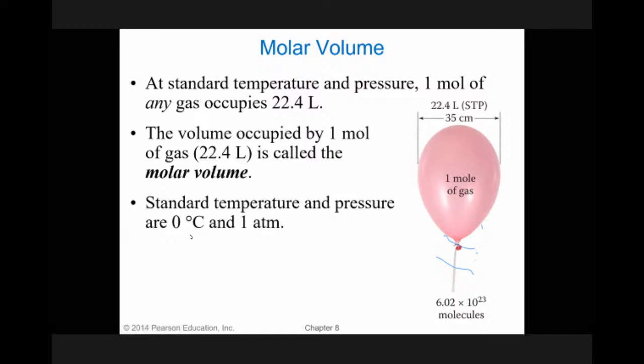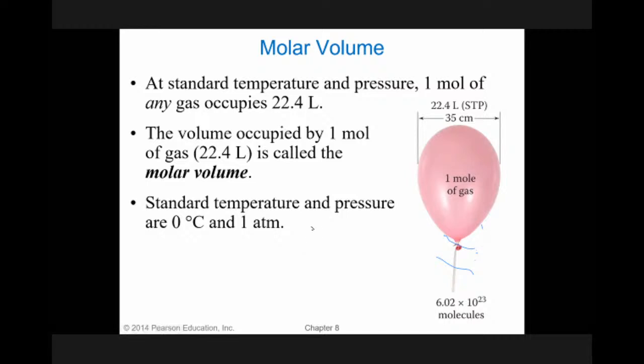It will be 0 degrees. At 0 degrees and 1 atmosphere, the volume that any gas occupies is 22.4 liters. Does the number ever change for the molar volume, or is it always the same? All gases occupy this volume, but the temperature must be what? 0 degrees, and the pressure must be 1 atmosphere.